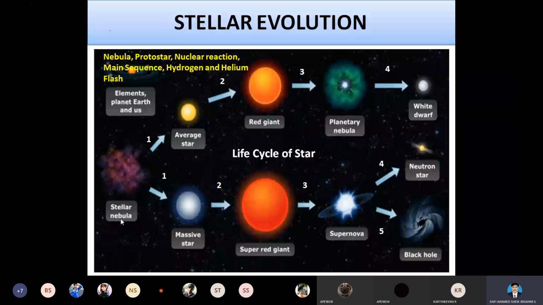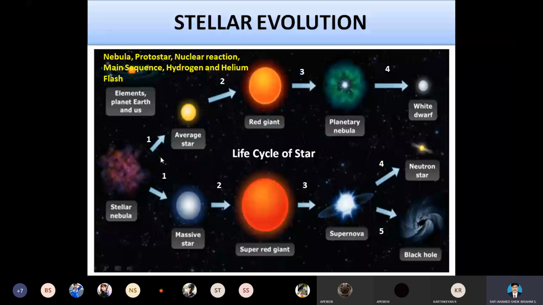Nebula is a Latin word; we already learned about it. The meaning of nebula is mist, a cool surface, consisting of dust particles and gas molecules. From this, we are going to start the life cycle of the star.